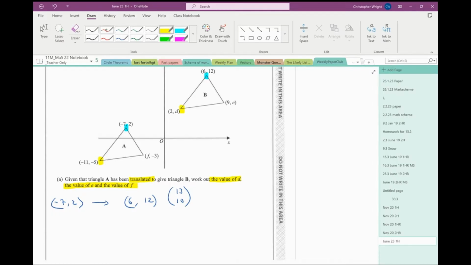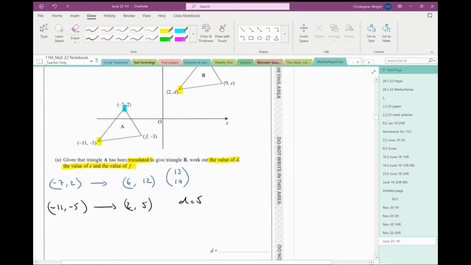Now it was (-11, -5), and it has to be translated by the vector (13, 10). So the new x-coordinate is going to be -11 plus 13, which is 2, and the new y-coordinate is -5 plus 10, which is 5. And it's been translated to the point (2, D), so D must be 5. Great. Okay. I'm also asked to work out E and F.